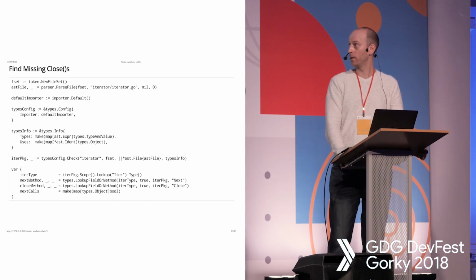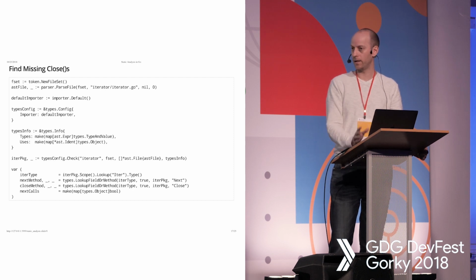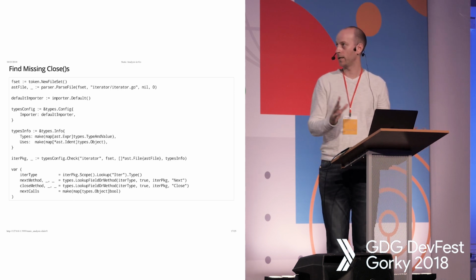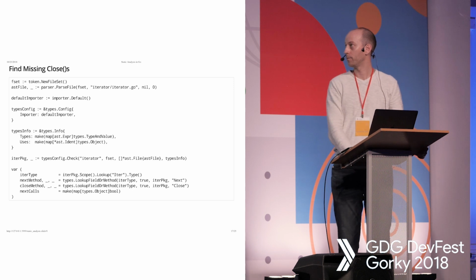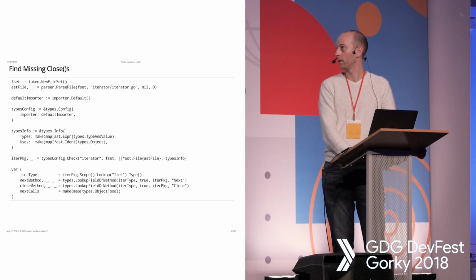So everything's getting a little bit more complicated than before, but we start with parsing. We have our type checker configuration object. And then we put one more thing into our info object. We want it to also tell us about the mappings of identifiers in the abstract syntax tree to the typed object they represent. So this allows us to go from the names of things in the abstract syntax tree to the actual type object that they represent. And we invoke the type checker.